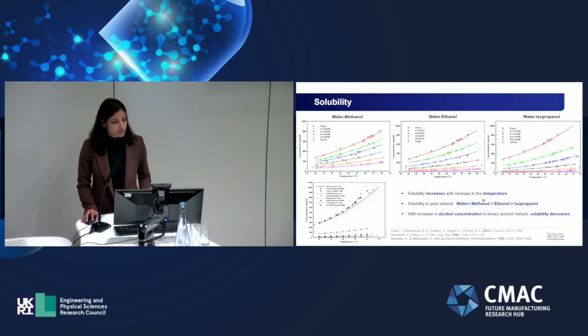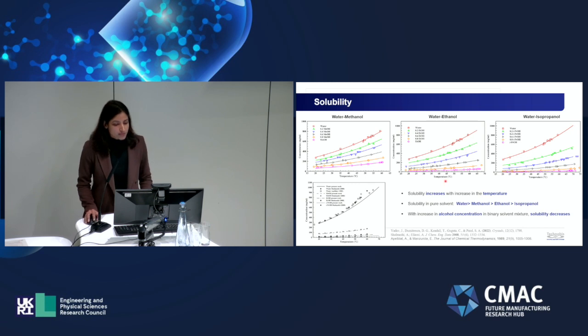Then coming to results, these are the results for the solubility experiments performed using the Crystal16 instrument. And from this curve, you can see that solubility increases with increase in the temperature. And this is the solubility of ascorbic acid in pure solvents in comparison with the literature data. And from here, we can see that ascorbic acid has high solubility in water and it decreases in methanol, ethanol, and isopropanol. The reason for the decrease in solubility is that ascorbic acid is a polar molecule, therefore it has high solubility in highly polar solvents like water, and its solubility decreases with decreasing polarity in methanol, ethanol, and isopropanol.